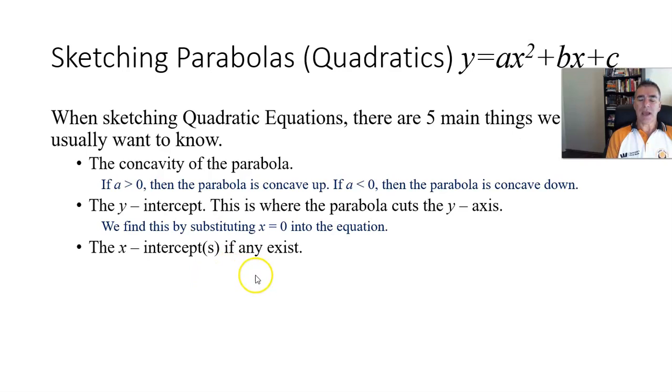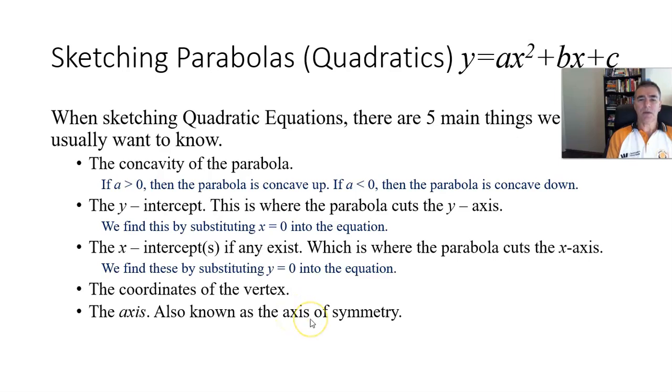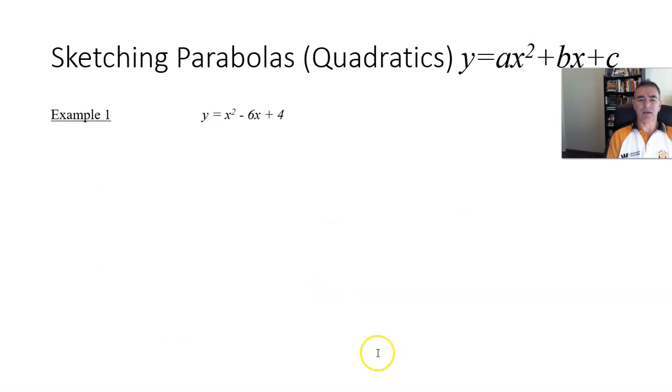We also want to know any x-intercepts, if any exist, or sometimes it might just touch the x-axis, so we can do that using the quadratic formula as well. And we just substitute in y equals 0 for that and solve. We also want to know the coordinates of the vertex, so where that parabola turns around, or its stationary point. And sometimes we want to know the axis of symmetry. We can do these in another order if we want to, the order isn't really that important, but sometimes it's easier to do some steps before others.